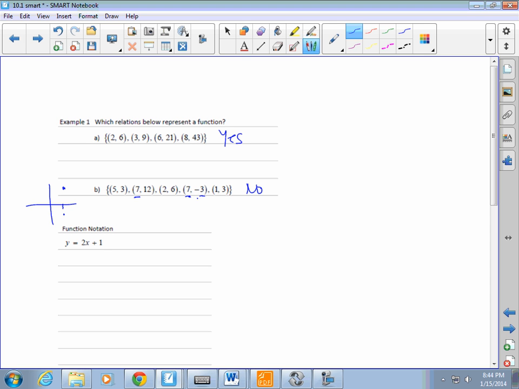So in function notation, y is equal to 2x plus 1 is considered to be an equation. It's a relation, but if we want to put it in function notation, then we use f of x or whatever letter. f of x is usually the most common one. f(x) is equal to 2x plus 1 is how we would rewrite y is equal to 2x plus 1 in function notation.